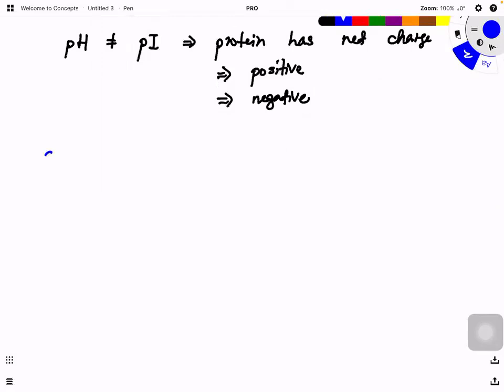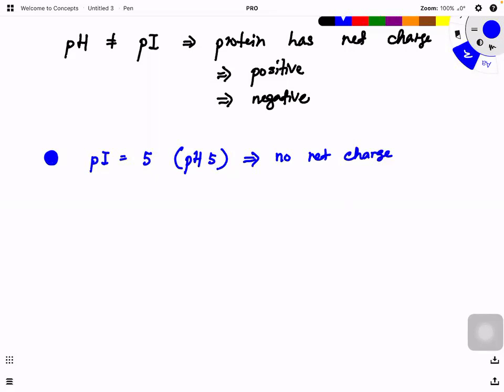So let's say protein number 1, blue color. The pI equal to 5. Okay, pI equal to 5. So it means that at pH 5, this protein actually has no net charge. Are you clear? No net charge.